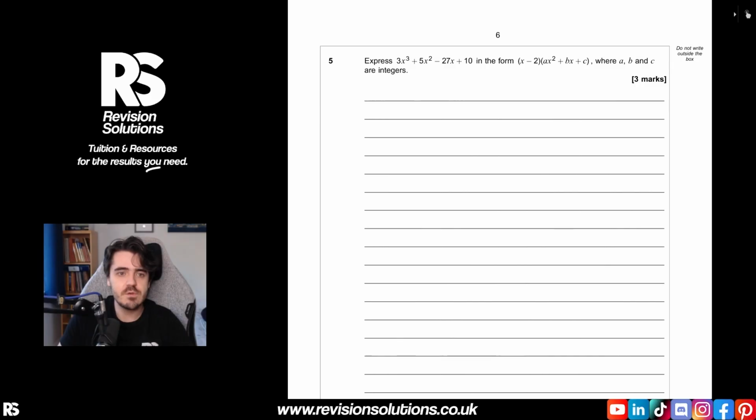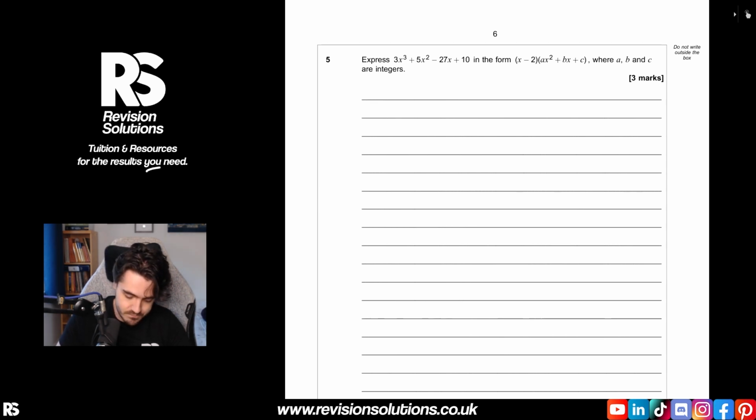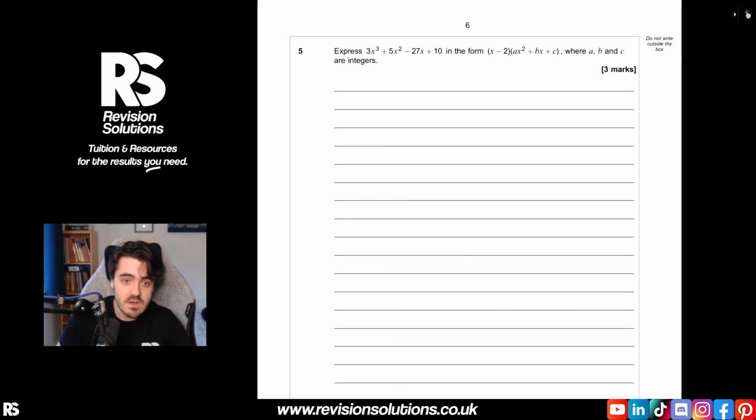And now for the next question, question 5 says, express 3x cubed plus 5x squared minus 27x plus 10 in the form of x minus 2 all multiplied by ax squared plus bx plus c, where a, b, and c are integers that we need to find. So we need to factorize our cubic basically. To do that, we're going to use long division.